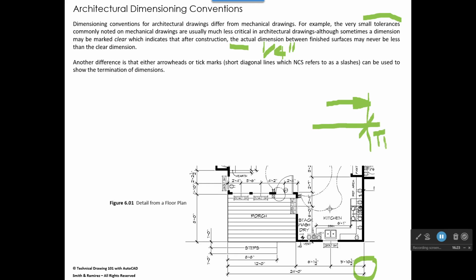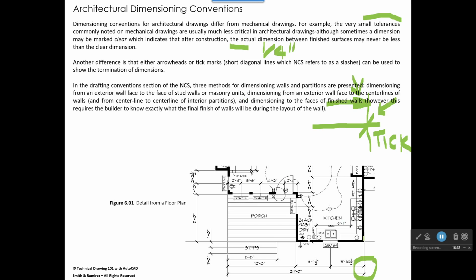AutoCAD anyway calls those tick marks. And so when you're setting up your dimension style, you actually want to control the size of the tick mark. Now, the National CAD Standard says that we can have tick marks or we can have arrowheads. Either one is acceptable under the National CAD Standard.